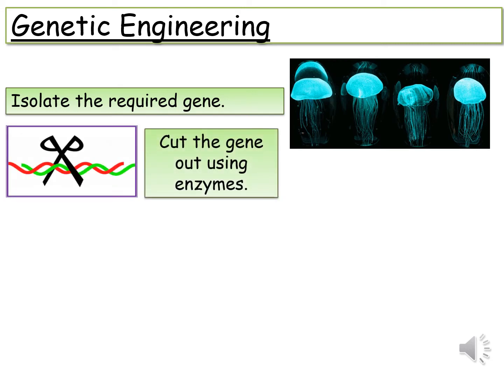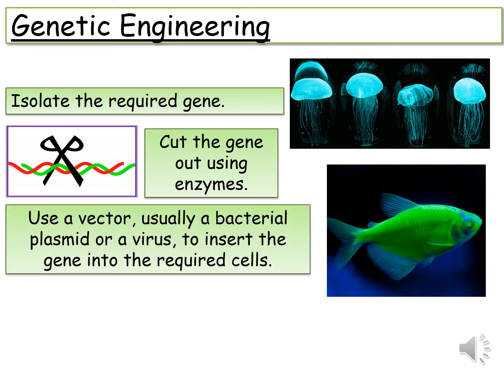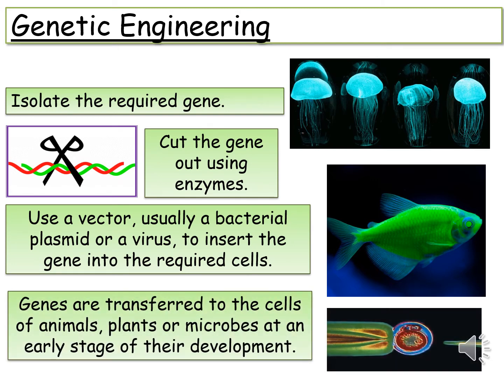Secondly, we would cut the gene out using enzymes. Thirdly, we use a vector, usually a bacterial plasmid or a virus, to insert the gene into the required cells. And last but not least, the genes are transferred to the cells of the animals. In this case, we would transfer the glow-in-the-dark gene into the fish because we would like the fish to have the glow-in-the-dark characteristic, or even in plants or microbes at a very early stage of their development.